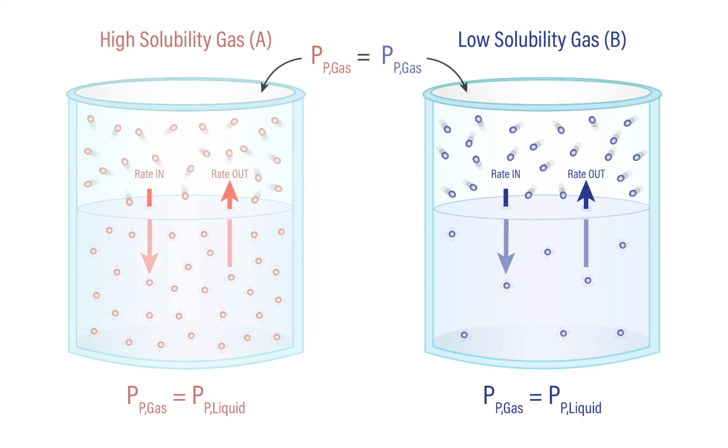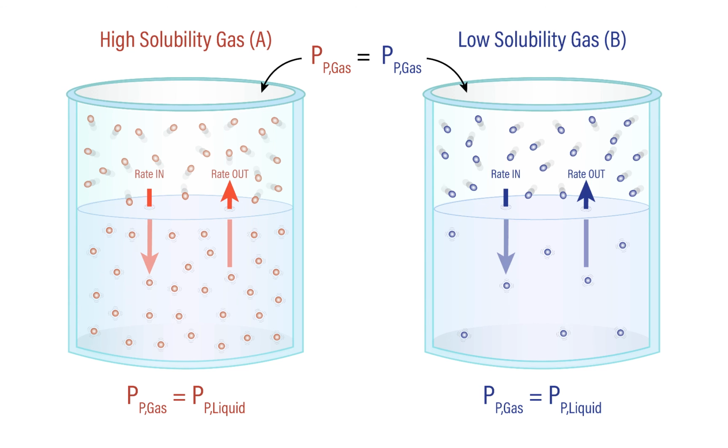So there you have it. We have two gases. One has a low solubility, the other a high solubility. But if the movement of each gas is in equilibrium between the gas phase and the liquid phase, and we assume that the partial pressure of the gas in the gas phase is the same for both the high solubility and low solubility gases, then that means that the partial pressure of the dissolved gas in the liquid phase is also the same, even though the dissolved concentrations are different.